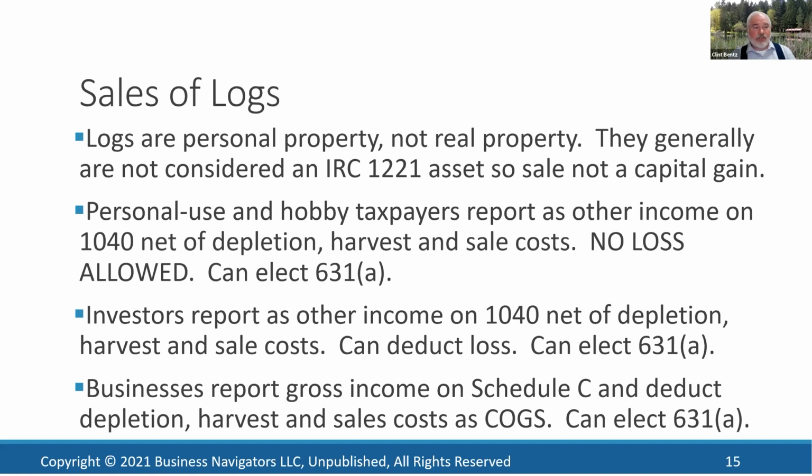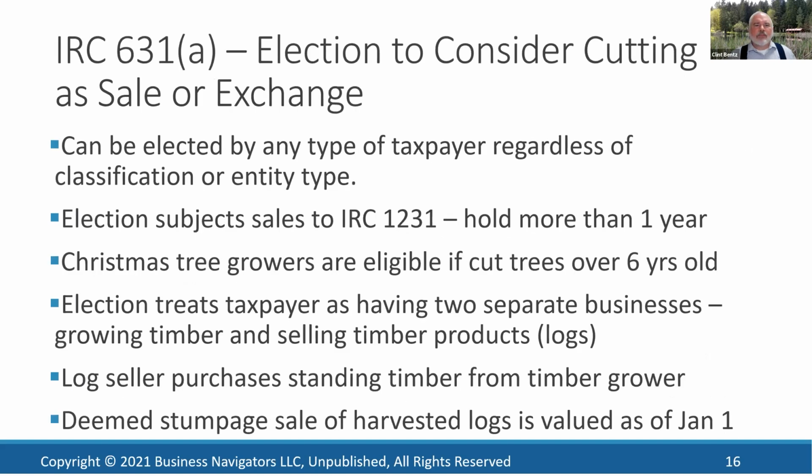Now, if you're in business, either passive or active business, you report the gross income you receive from the mill on Schedule C, and then you can deduct your depletion, your harvest, and your sale cost as a cost of goods sold on Schedule C. So if you're just selling the logs, you report your depletion, harvest, and sale costs on the Schedule C. But you can also elect 631A. So let's talk about this 631A.